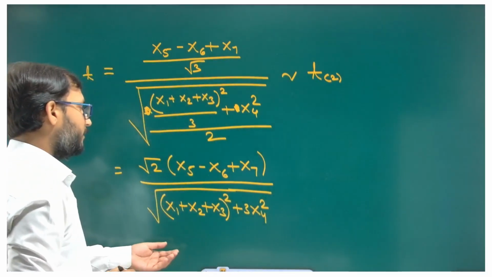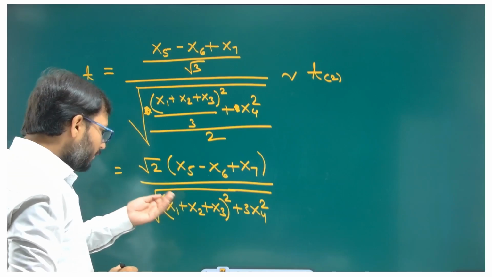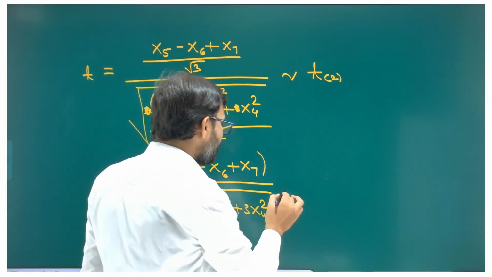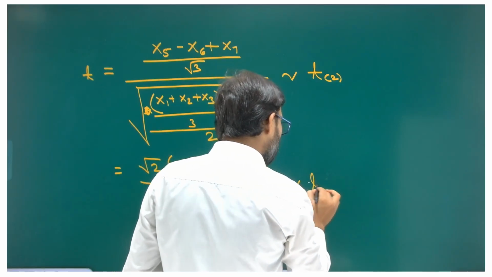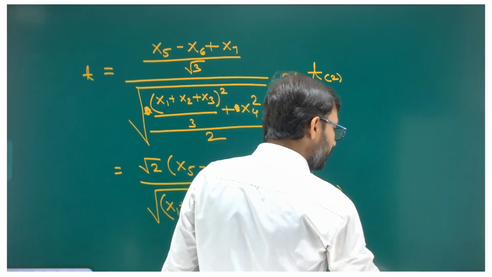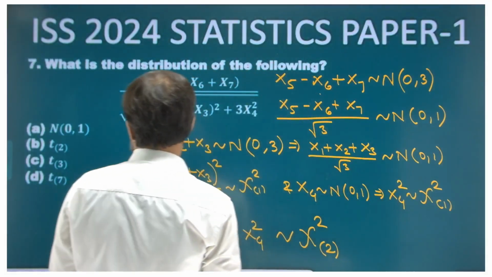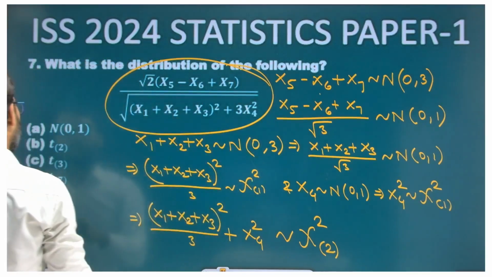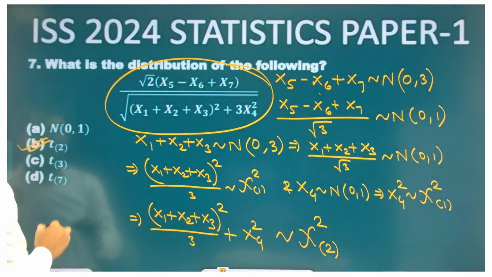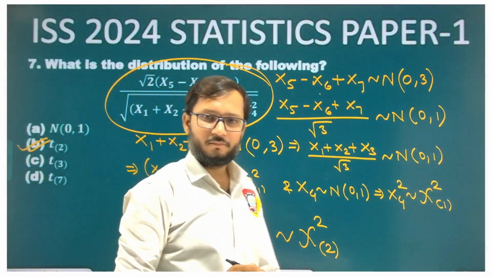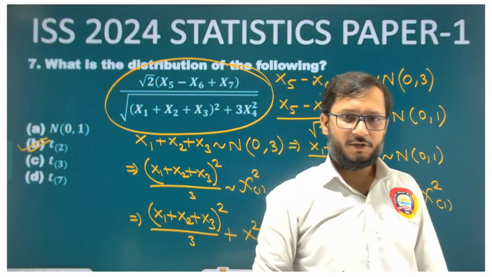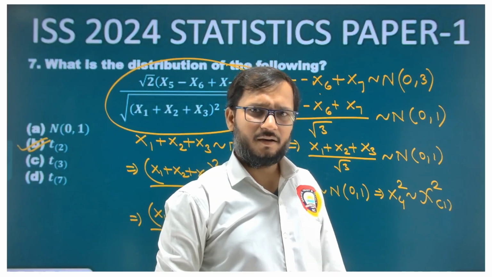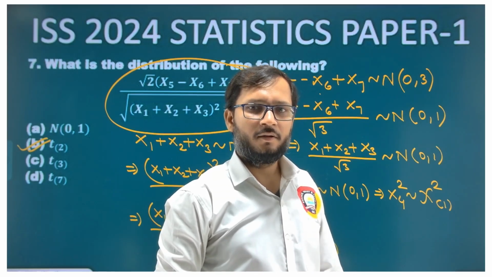So this will happen. That means I think this one is the expression that is already given. So this is exactly following t distribution with 2 degrees of freedom. Got my point? So this is the expression that has been given. That means it will follow t distribution with 2 degrees of freedom. So this is the case for this particular question.